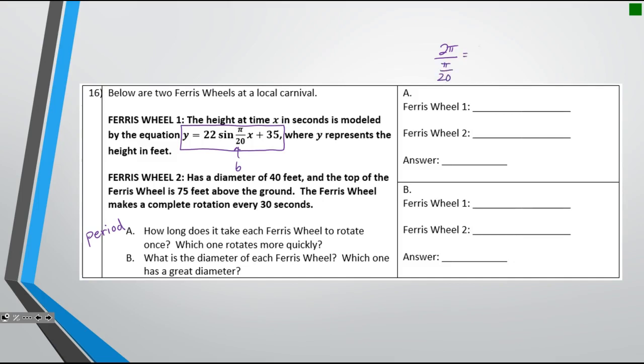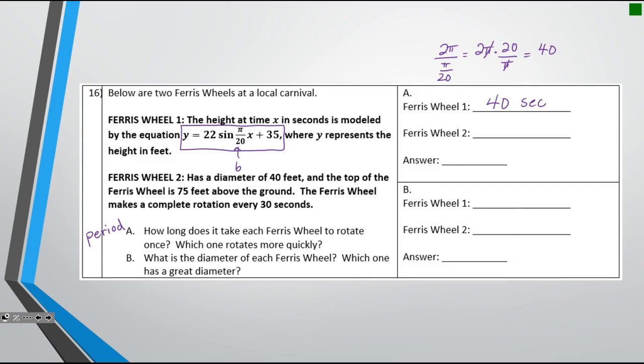Since I have a fraction in a fraction, I'm going to flip and multiply by 20 over pi. These pi's are going to cancel each other out, and then 2 times 20 gives me 40. So what that means is that the period of Ferris wheel 1 is 40 seconds. That's how long it takes to complete one full rotation.